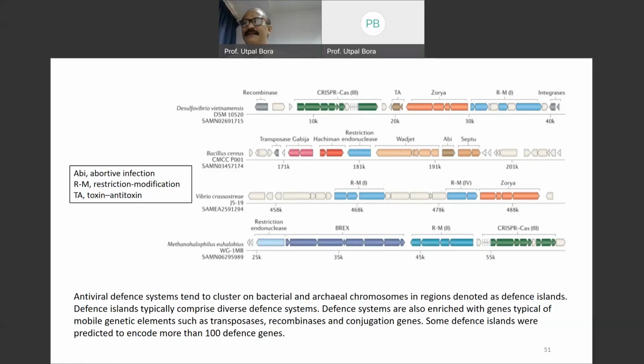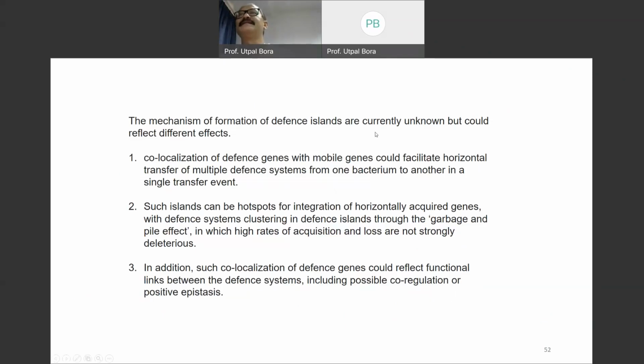So some of these defense islands were predicted to encode more than hundreds of different genes. Okay, so the mechanism of formation of defense islands is currently unknown, but there are certain assumptions that co-localization of defense genes with mobile genes could facilitate a horizontal transfer of multiple defense systems from one bacterium to another in a single transfer event. Okay, so these islands can be hotspots for integration of horizontally acquired genes, with the defense systems clustering in defense islands through the garbage pile effect, in which high rates of acquisition and loss are not strongly deleterious. In addition to these, such co-localization of defense genes could reflect functional links between the defense systems, including possible co-regulation or positive epistasis.